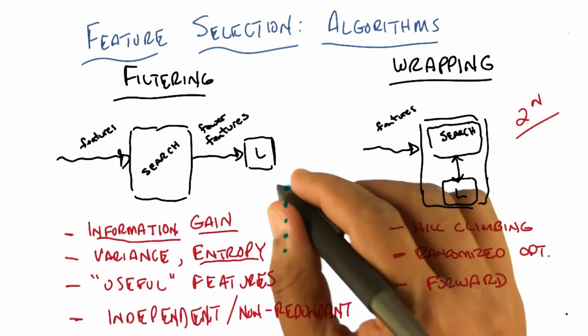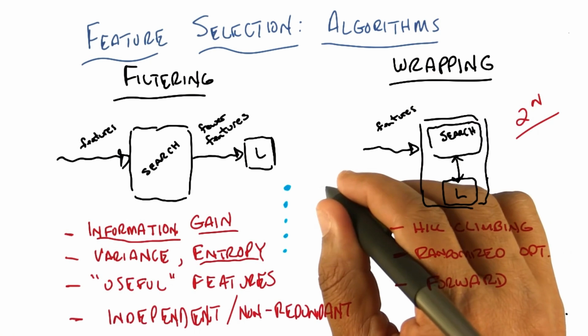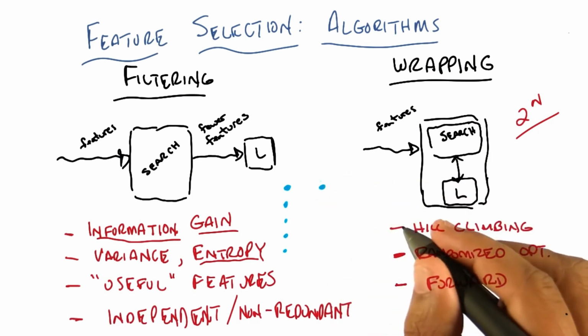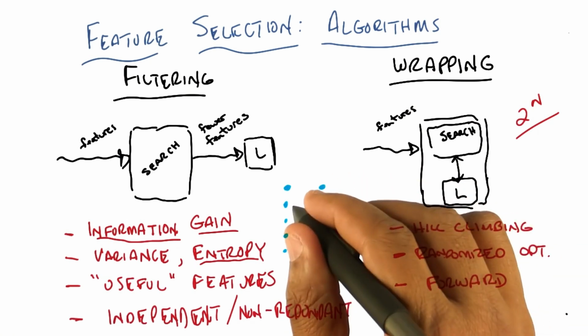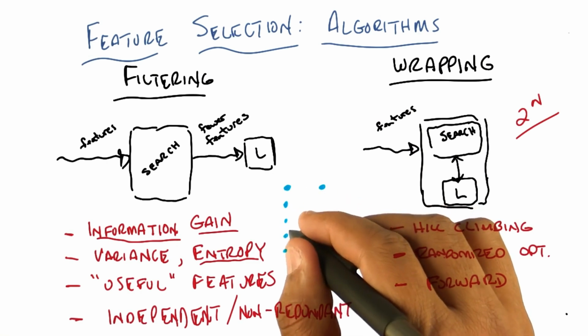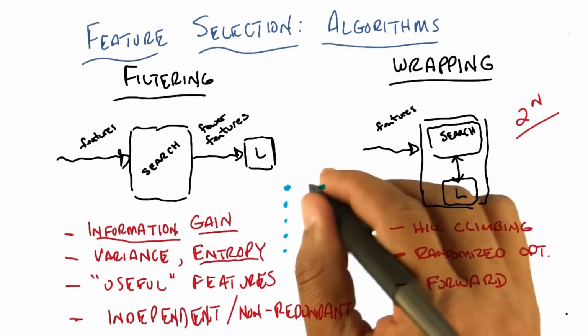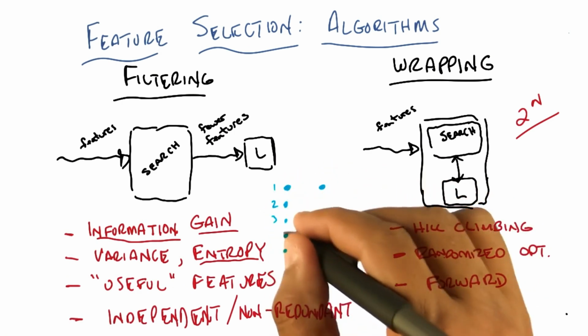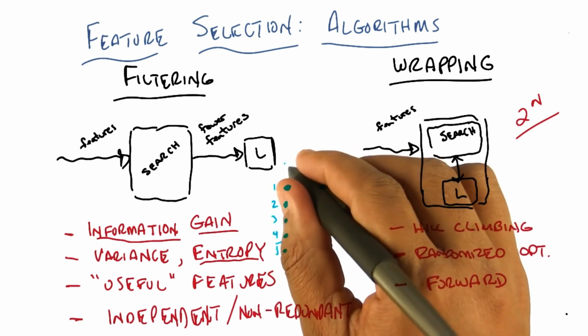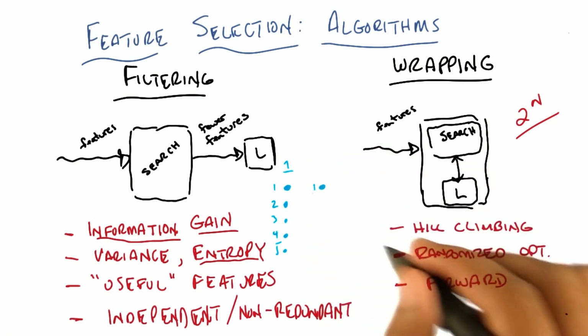So let's say it's the first one over here. So now I keep the first feature. And then I say, well, now that I'm given the first feature, let's look at each of the remaining features and see if I add them, which one does best. So I end up with 1, 2, 3, 4, 5. I pick the best one, and let's say that turns out to be feature 1.